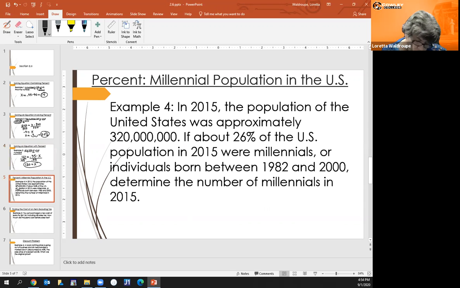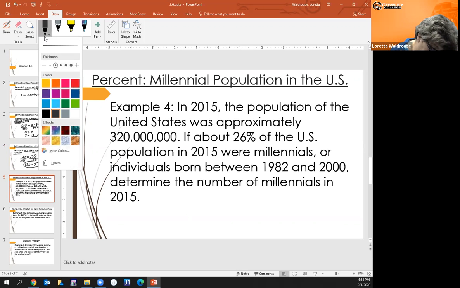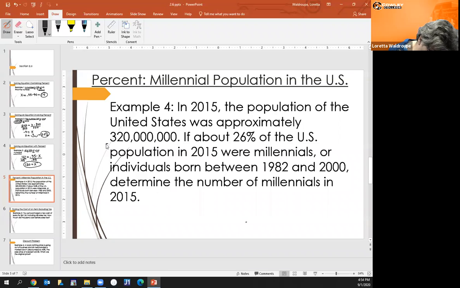Let's look at one more in this lecture, okay? In 2015, the population of the United States was 320 million. If 26% of the population were millennials, or individuals born between 82 and 2000, determine the number of millennials.